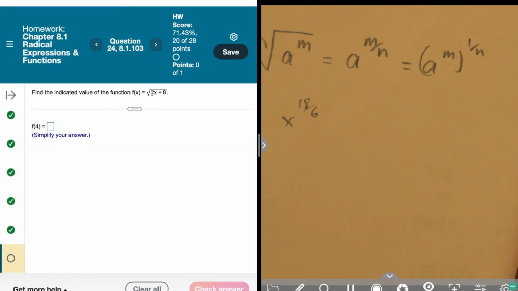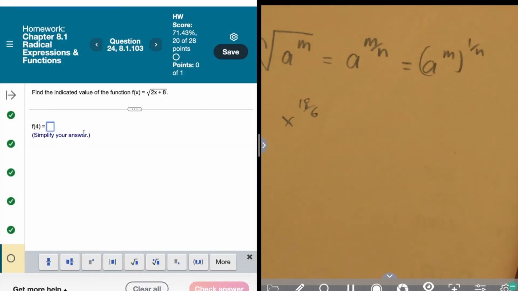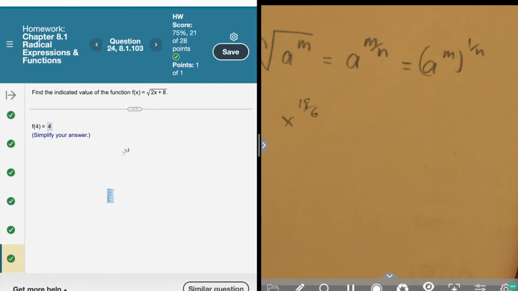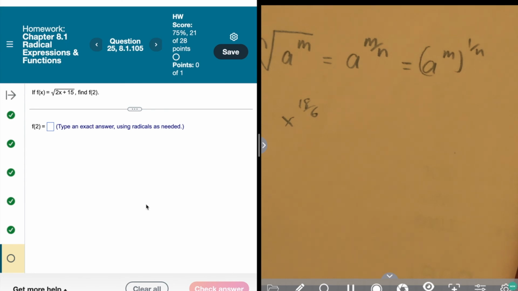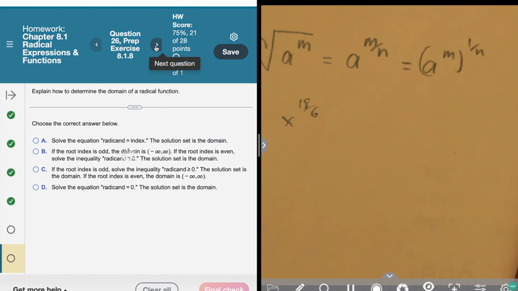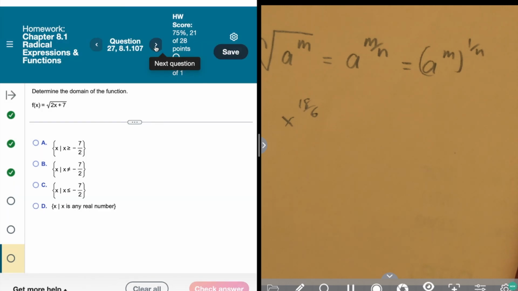All right, find the indicated value of the function. Well, we can plug numbers in. That's going to be 8 plus 8, which is 16, which roots to 4. And I've gone a little bit over. Let's just see here. YouTube only lets me write down 15 minutes at a time.